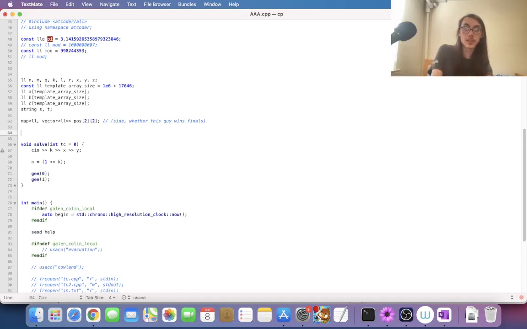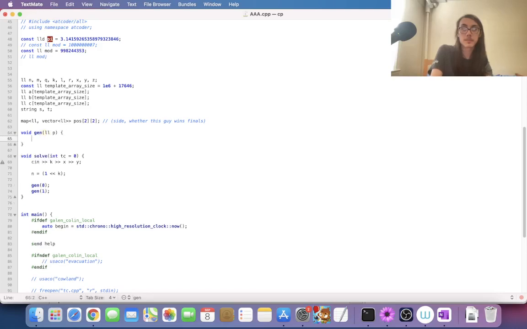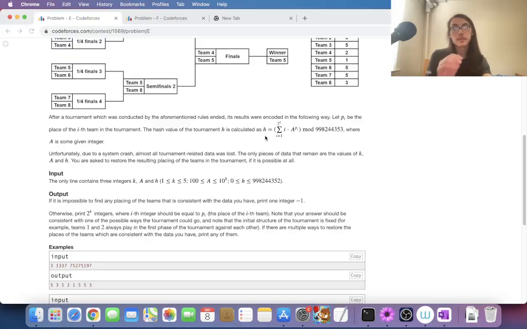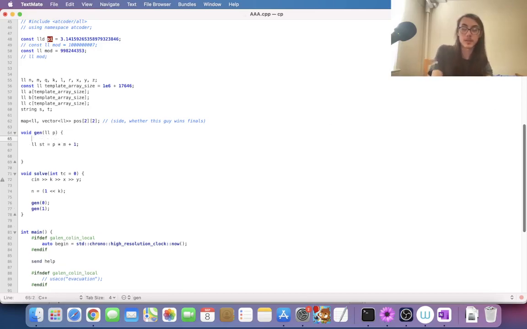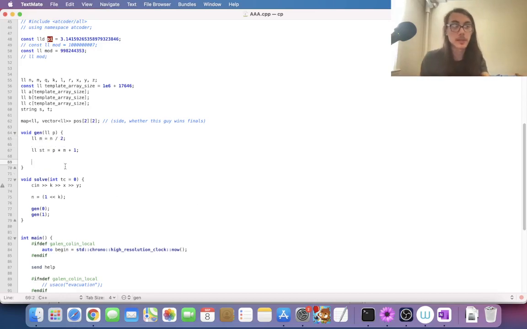So let's make this function called gen. So start is equal to p times n over 2. So if p is 0, we're going from 1 to 16. If p is 1, we're going from 17 to 32, or rather n over 2. So m is equal to n over 2, because we're solving for a half. Now let's see.